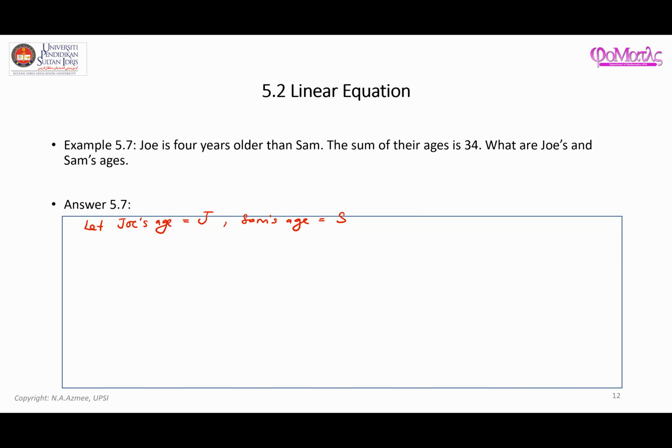Therefore, in this case, it says here the sum of the ages is 34. So I can change it into a mathematical statement: J plus S is equal to 34. This statement also can be converted into a mathematical statement. Joe is 4 years older than Sam. That means Joe is Sam's age plus 4. So this is our first statement, and then I can use the second statement.